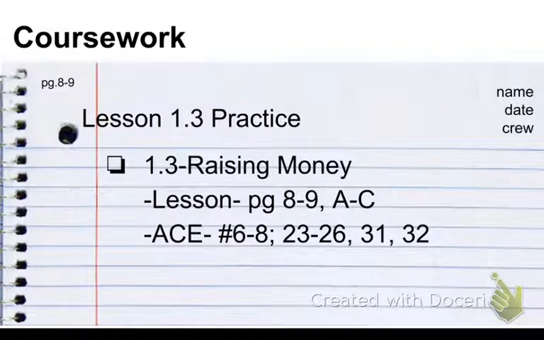Okay, with that practice out of the way, we're going to go ahead and do lesson 1.3 practice. And 1.3 practice is all about raising money. We're going to be doing 8 through 9, A through C, and we're going to do the ACE problems 6 through 8, 23 through 26, 31, and 32.